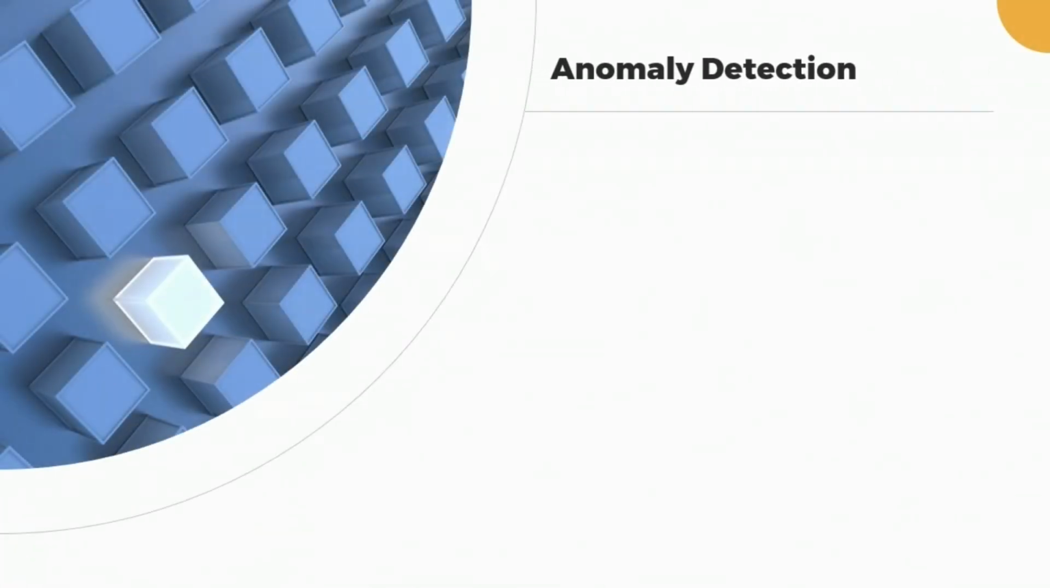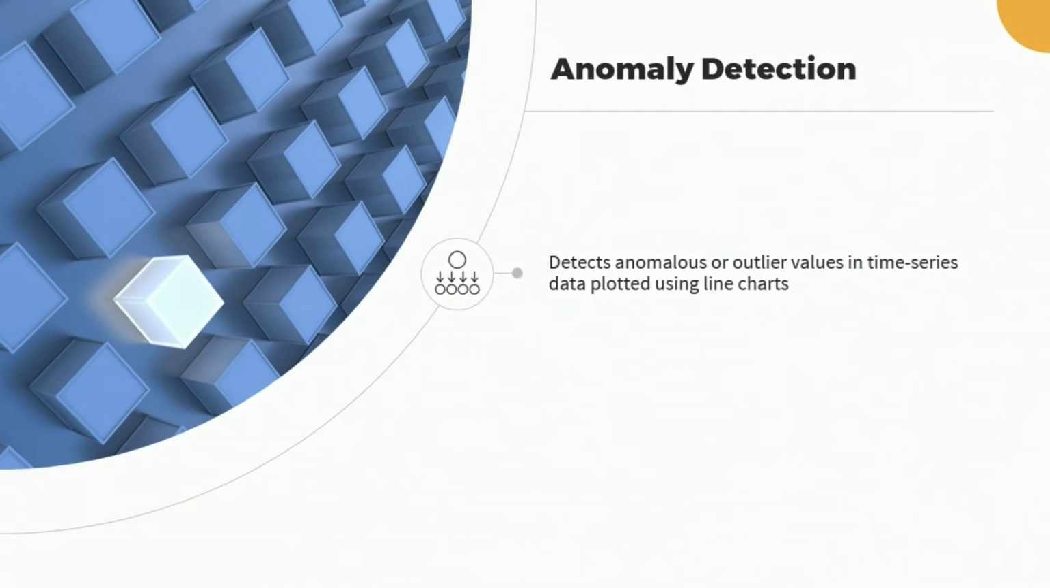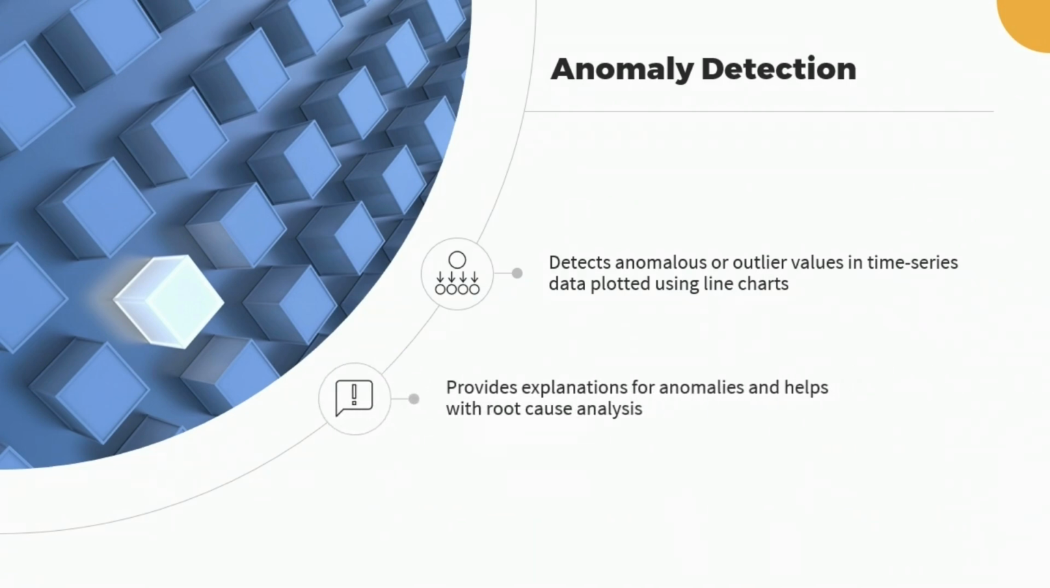Anomaly detection in Power BI uses an artificial intelligence based algorithm to detect anomalous or outlier values in time series data. Now, the time series data that you plot using line charts, you can enable anomaly detection for this data, and your outliers will be plotted on the chart itself. Anomalies are values outside of the expected range for the metric that you are analyzing. Now, in addition to detecting anomalies, the anomaly detection algorithm also provides explanations for the anomalies and helps you with root cause analysis.